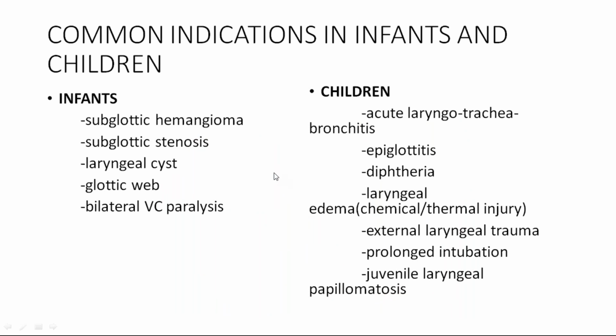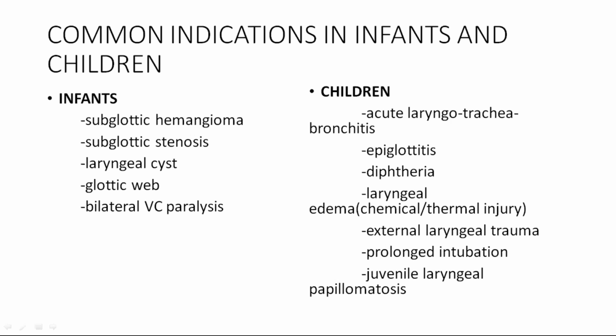Common indications in infants and children. In the case of infants, it is subglottic hemangioma, subglottic stenosis, laryngeal cyst, glottic web, or bilateral vocal cord paralysis. In the case of children, it is acute laryngotracheobronchitis, that is croup, and epiglottitis and diphtheria.